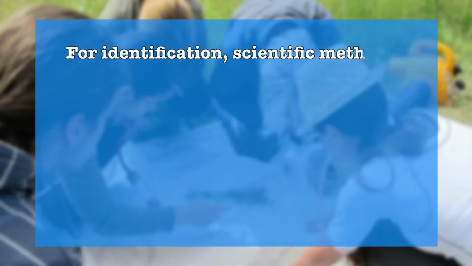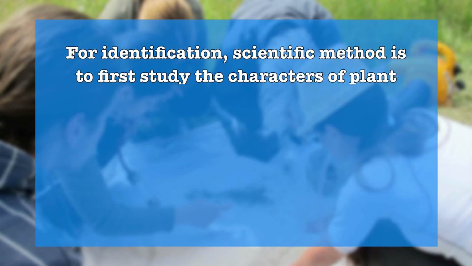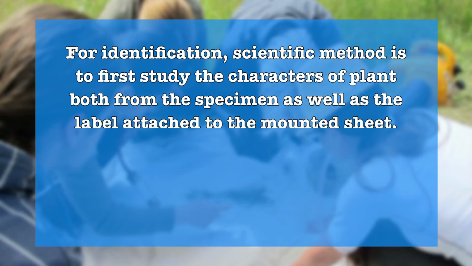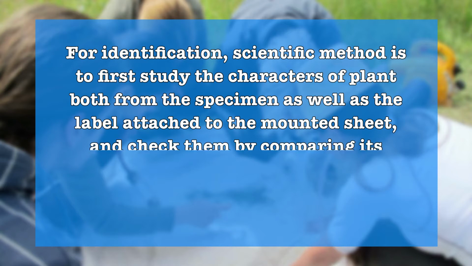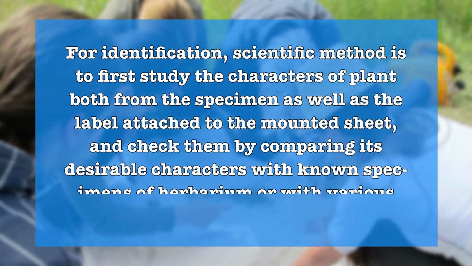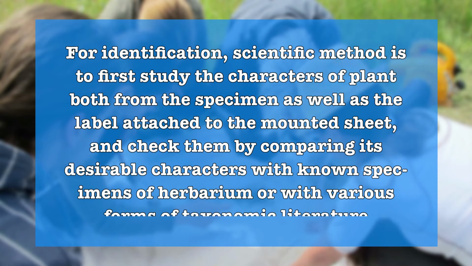Identification of specimens. Identification involves recognizing an unknown specimen with an already known taxon and assigning it a correct rank and position in an extant classification. For identification, the scientific method is to first study the characters of the plant both from the specimen as well as the label attached to the mounted sheet and check them by comparing its desirable characters with known specimens of herbarium or with various forms of taxonomic literature.